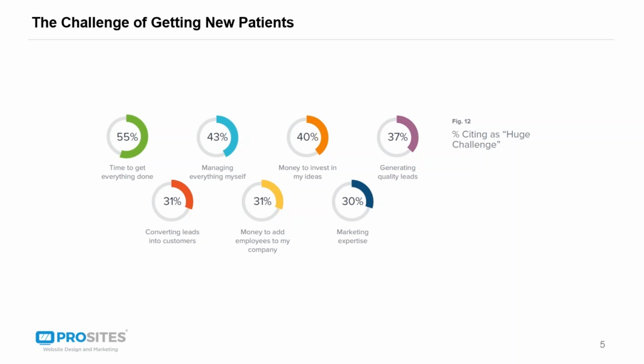If you look at the next two, generating quality leads and converting these leads into customers, this actually is the core of what we're going to talk about today. And if you look at the last one, 30% of people say marketing expertise. It's really not easy to figure out. The most important thing is generating quality leads, high quality people who meet the goals that you want in terms of customers coming into your practice, and then getting them to convert into customers.